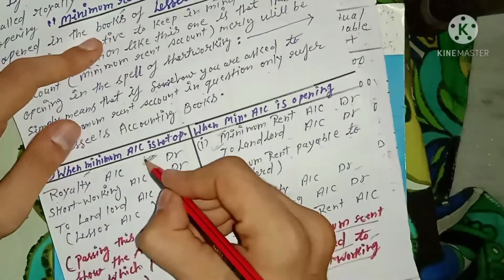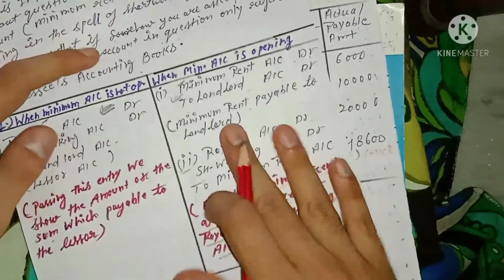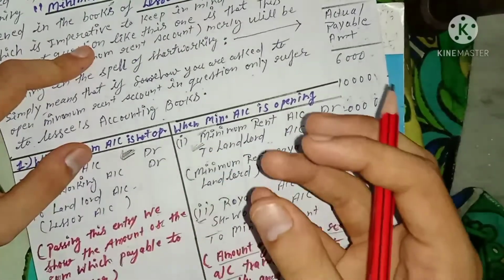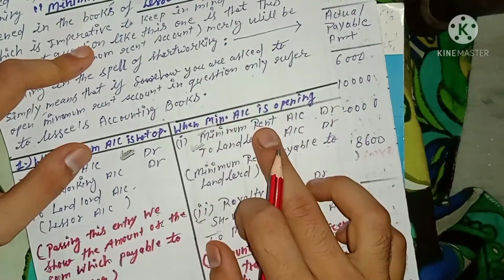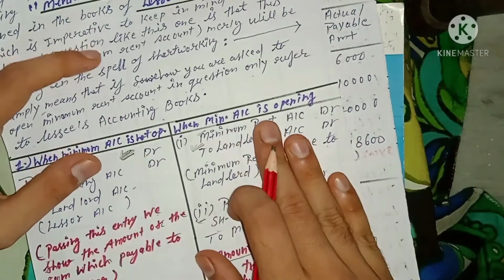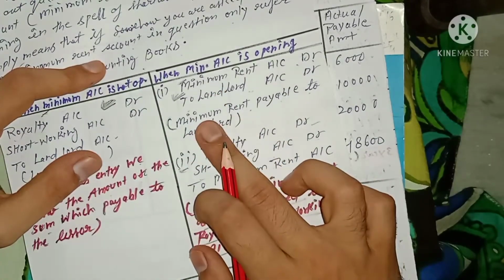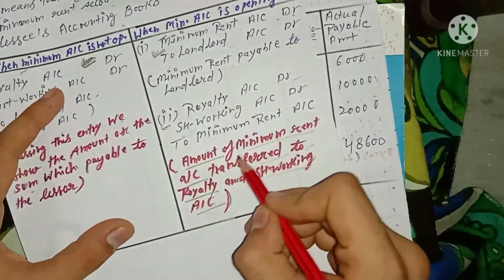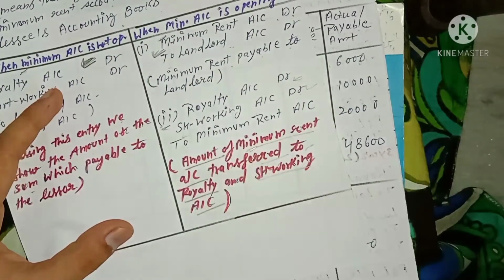It's so simple. In the simple case you do royalty account debit, short working account debit to landlord. Here you do minimum rent account debit to landlord or lessor, and royalty account debit, short working account debit to minimum rent account, just to show separately the minimum rent amount which is directly payable to the lessor. Only with this purpose do you open this account. The first entry shows how much minimum rent is payable to the landlord, and the second entry transfers the amount of royalty and short working with the minimum rent account.